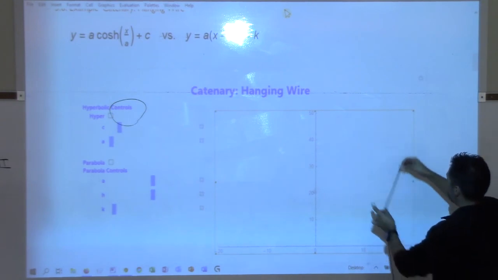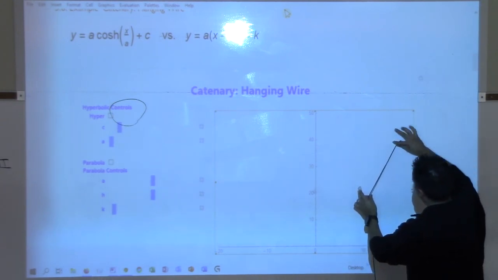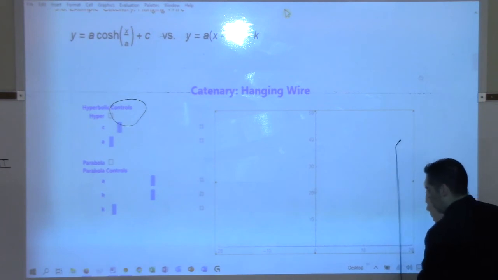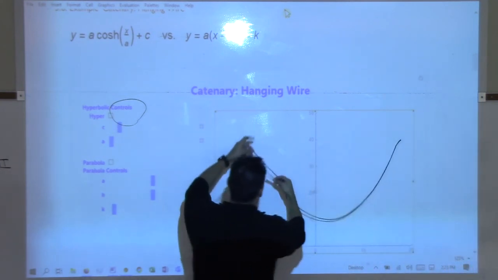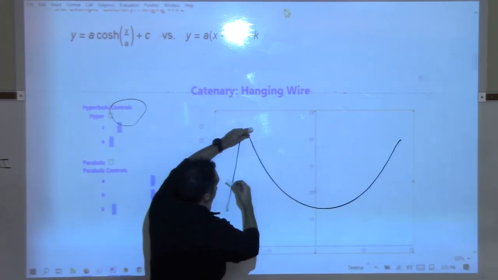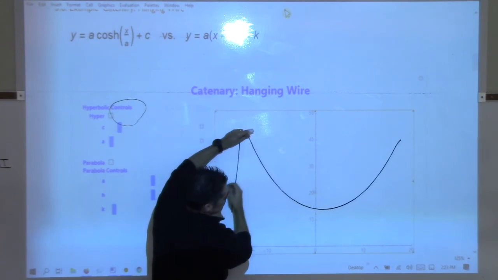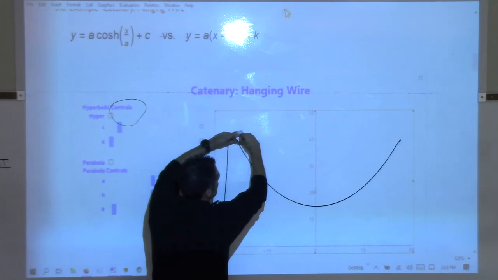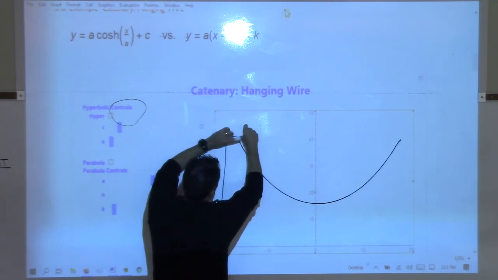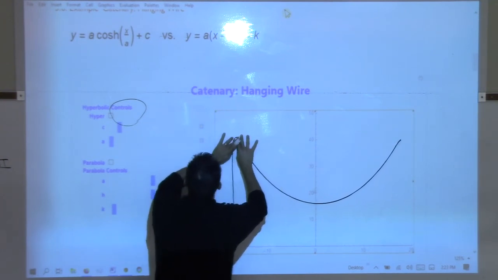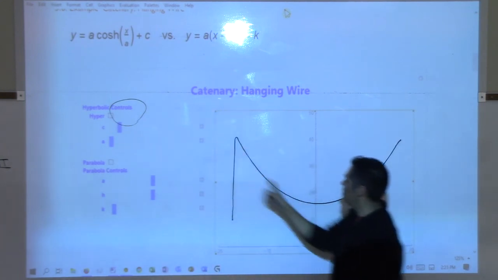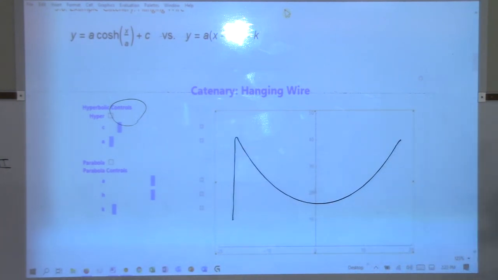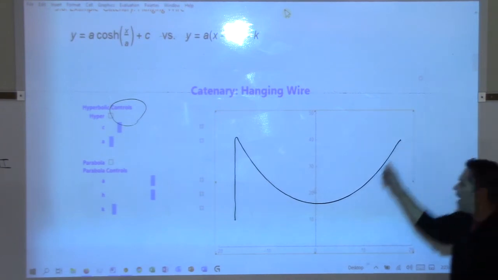And I'm just going to tape it up here. Get this other end. Tape this over here. Right about there. All right. Catenary, that's what this is called. A wire that's suspended between 2 poles forms what we call a catenary.